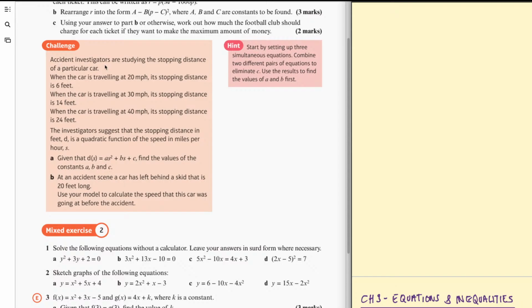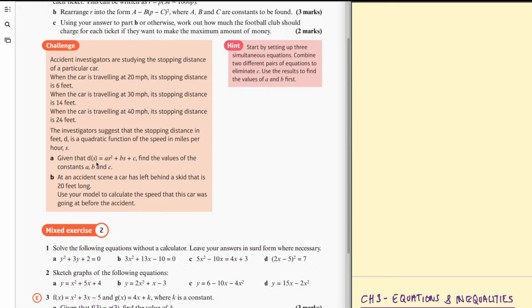It says accident investigators are studying the stopping distance of a particular car. When the car is traveling at 20 miles per hour, its stopping distance is 6 feet. At 30 miles per hour, its stopping distance is 14 feet. At 40 miles per hour, its stopping distance is 24 feet. The investigators suggest that the stopping distance in feet, d, is a quadratic function of the speed in miles per hour, s. Okay, so a bunch of information there.